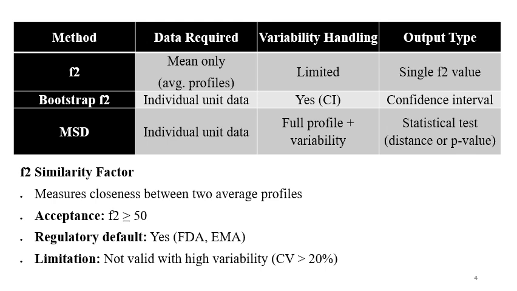F2 similarity factor measures the closeness between the average profiles of the test and reference. That means two profiles are compared with the average. Acceptance is F2 should be above 50, and regulatory default acceptance is yes, it is accepted by FDA, EMA, and many other authorities. But it has a limitation that it is not valid with the profiles of high variability, or CV more than 20% for the initial time points and more than 10% at the latter time points.